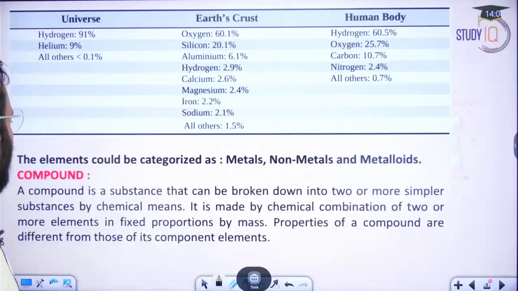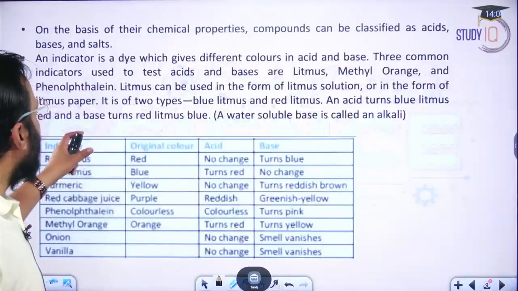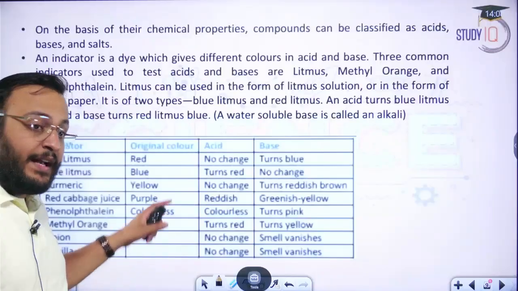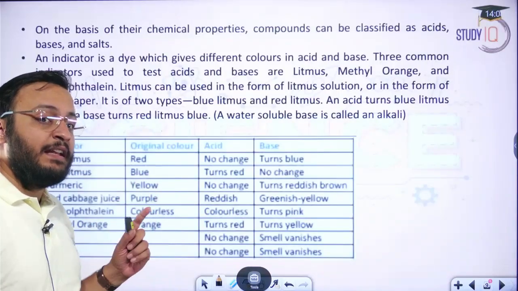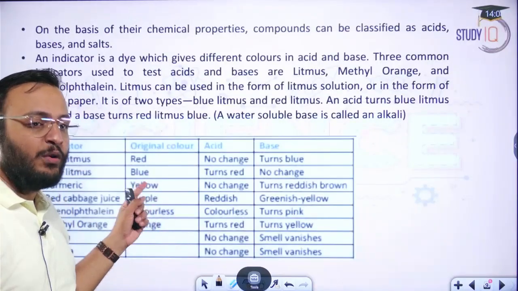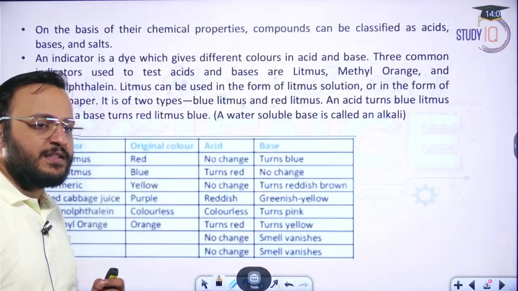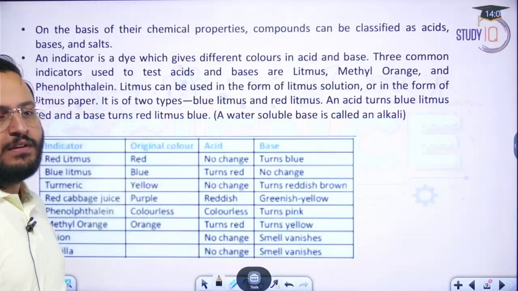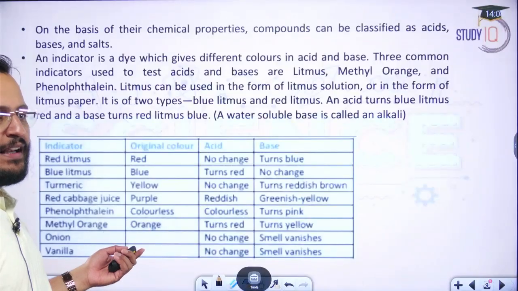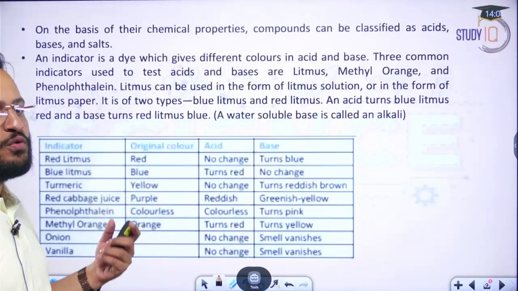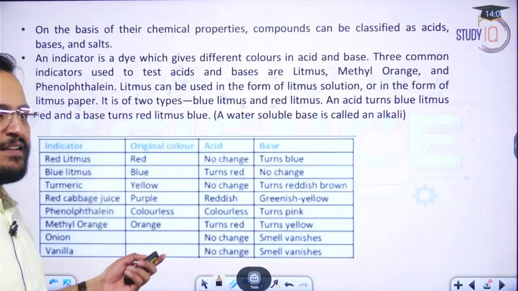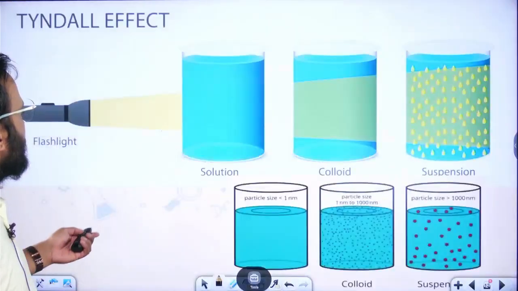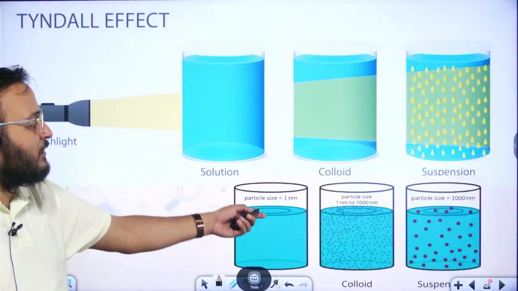Then guys, apart from that, we will talk about certain indicators. Indicators are a very favorite in all the one-day exams, including the Intelligence Bureau as well. These are natural indicators, basically, which are used to indicate acids, bases, and salts. Thereafter, we will understand the types of mixtures. Then we will see the Tyndall effect and all those things.